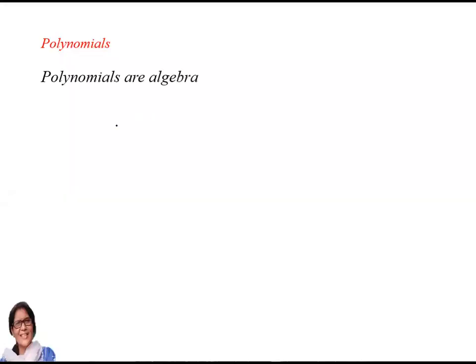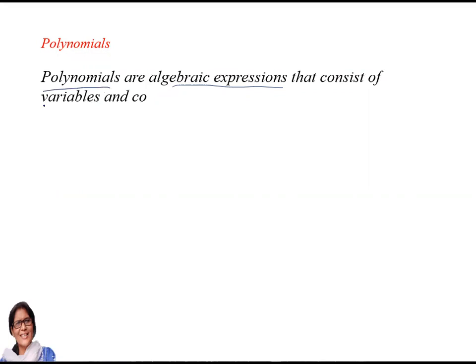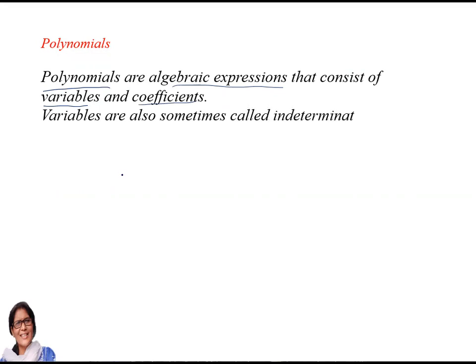Now, about the definitions, polynomials are algebraic expressions that consist of variables as well as coefficients. And these variables are also called indeterminates. But not all algebraic expressions are polynomials. Let us take some examples.